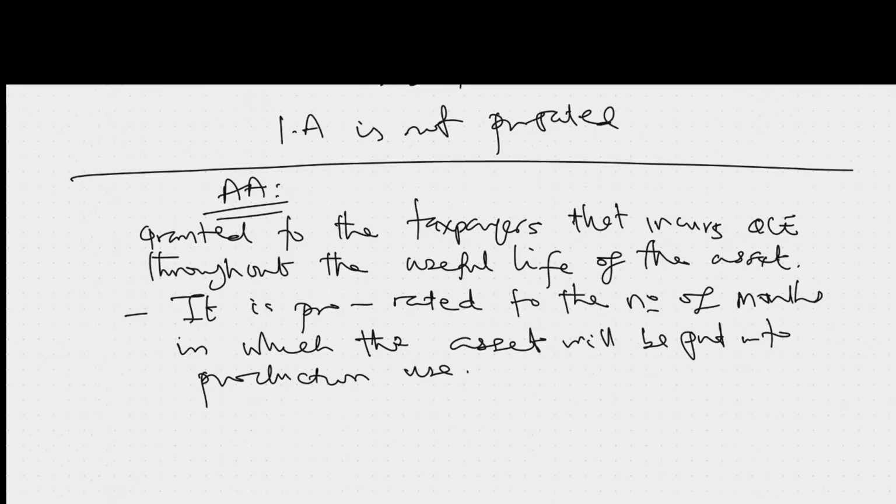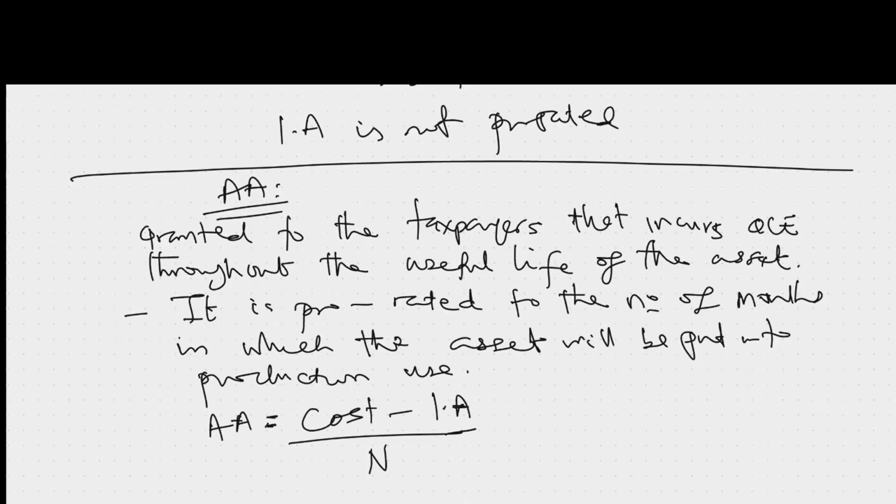Annual allowance is calculated as follows. So, for example, when you say annual allowance, it's going to be cost minus initial allowance divided by number of years.